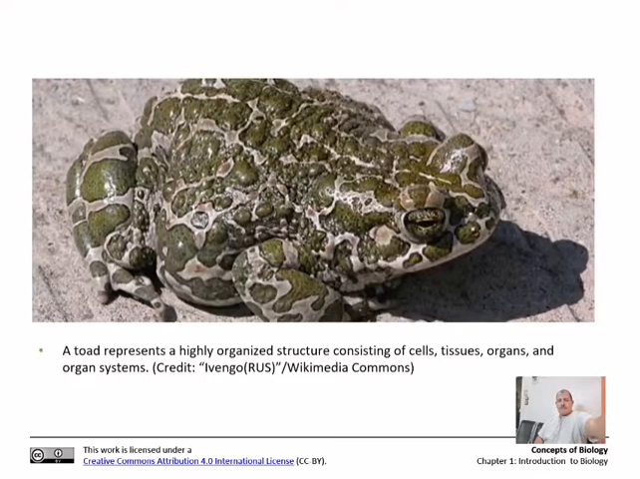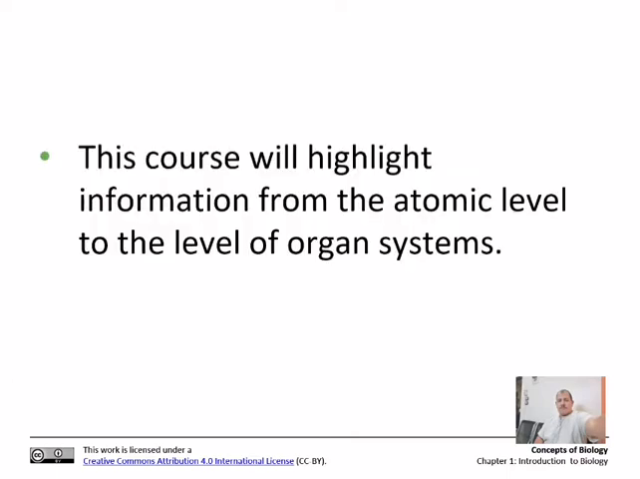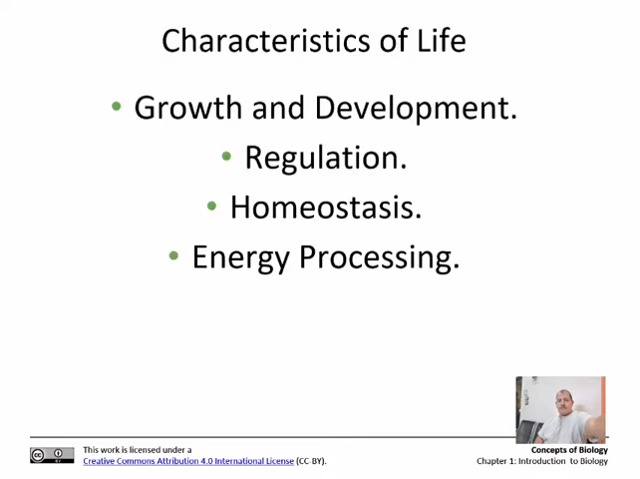We have this photo of this toad, which represents a highly organized structure consisting of cell, tissue, organs, and organ system. This system is made up when cells gather, it gives tissue. When tissues gather, it gives organs. When organs gather, it gives organ system. So, this course will highlight the information from the atomic level to the level of organ system.